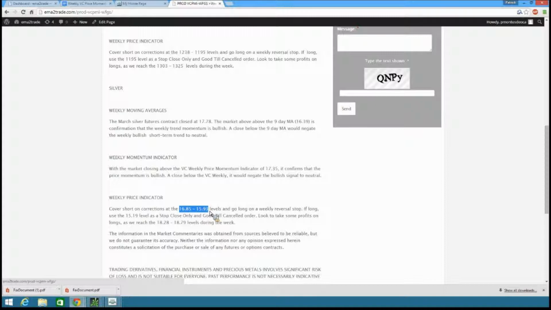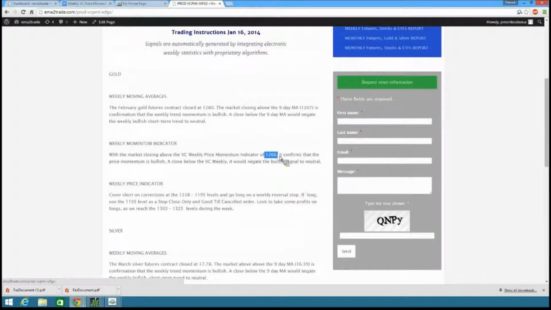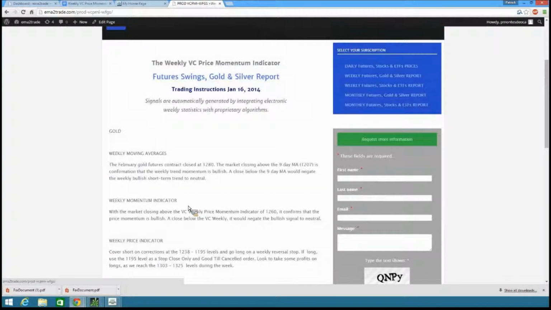If the gold market comes down below 1260, look basically to cover your short positions in the neighborhood of about 1238 to 1195 to re-enter your long positions in gold. And so the algorithm gives you very specific information in terms of upside objectives as well as support, your stop, and downside objectives. This is the weekly swing trading report for gold and silver.